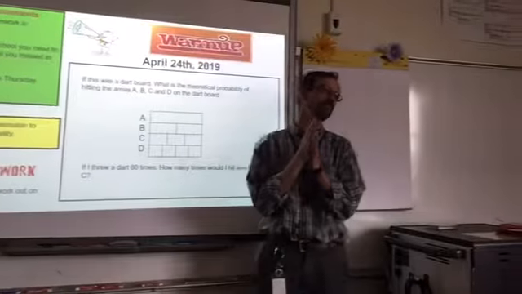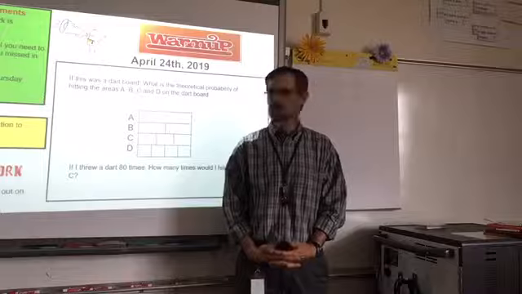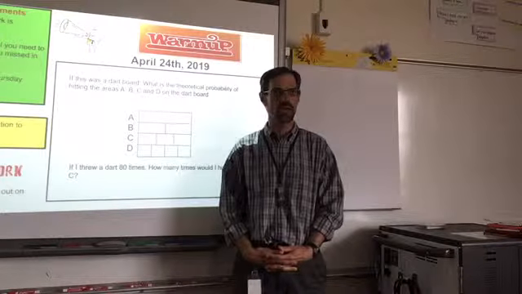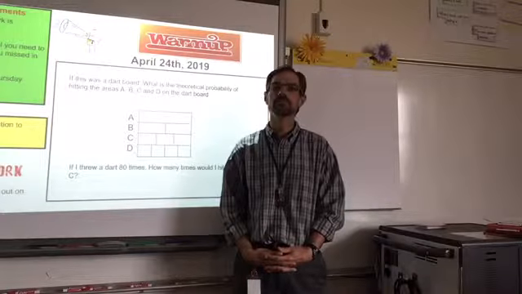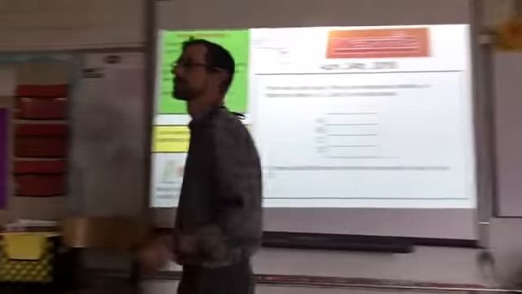So we got this random dart game. What's the theoretical probability of me hitting areas A, B, C, D? Liam? They all have a 25% chance. Why? They each cover up an area of 1/4 of the whole square. So it works out to be a 25% chance.